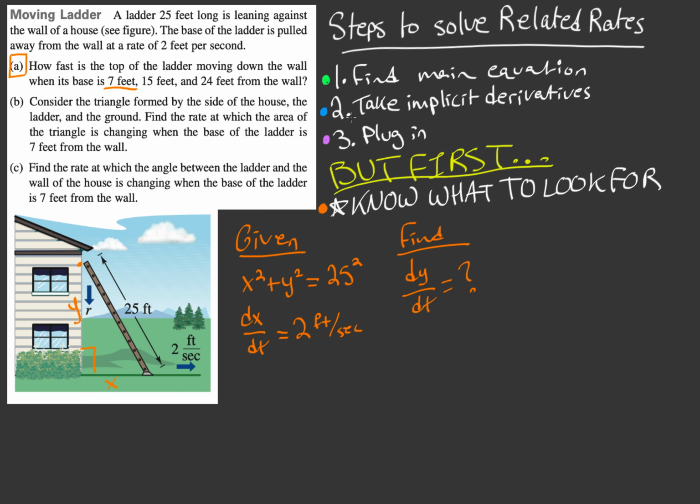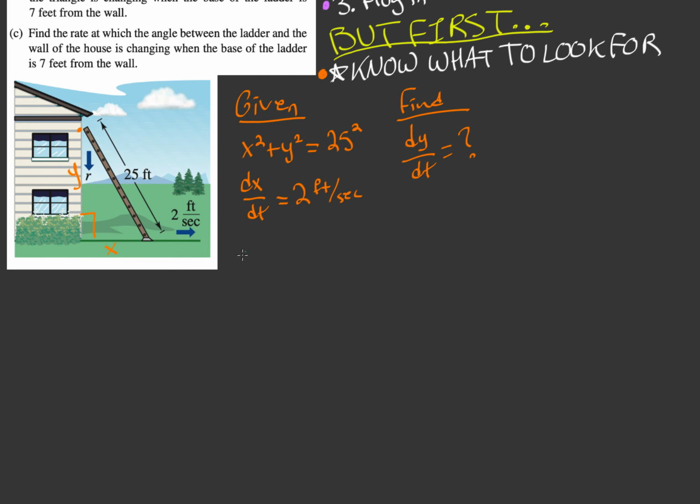So now that we found our main equation and we knew what to look for, let's take our implicit derivatives. Let's write out our main equation here. I'm going to scroll down. We have our main equation, which is x squared plus y squared equals 25 squared. If we take our derivatives, this will be 2x times dx/dt, because of the chain rule here, plus 2y dy/dt. Then we take the derivative of a constant, which gives us 0.